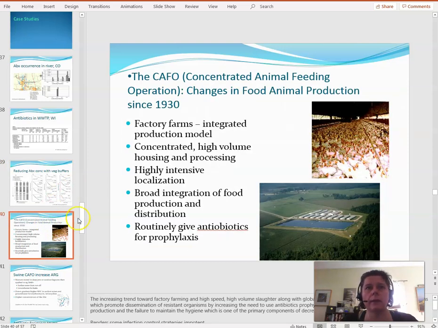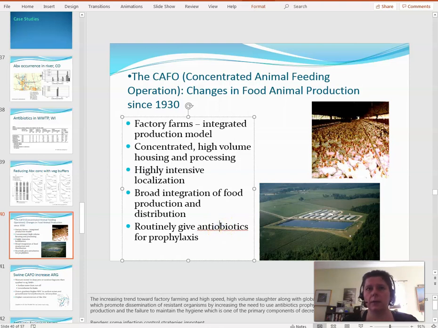CAFOs, or confined animal feeding operations, or concentrated animal feeding operations. This is where you just have animals everywhere inside of there. These are the factory farms. You can find these all over the place. If you go onto Google Earth, maybe I'll do that, I'll show you guys where all of them are located in the area and just how prevalent they are in this region. And so they're routinely given antibiotics.